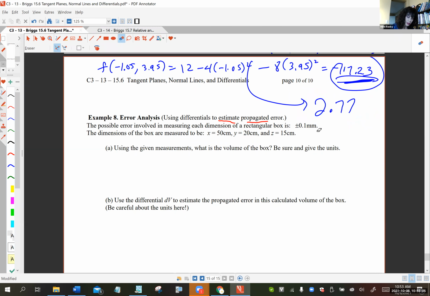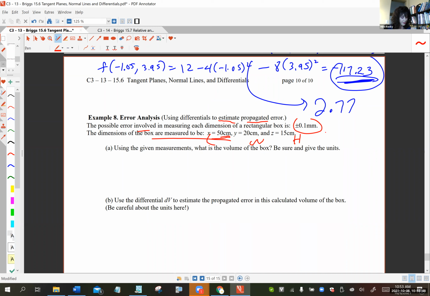Let's say you were measuring the dimensions of a rectangular box. That's pretty easy. You just break out a ruler and measure the box. And let's say there's error, because your measuring tools are never perfect. Any measuring tool you use, whatever the measurement, whatever the system, always has inaccuracies. Nothing's perfect. Let's say it's off by plus or minus 0.1 millimeter, which isn't bad. That's a pretty good measuring tool. And let's say you measure your box and you get X equals 50 centimeters, Y equals 20 centimeters, and Z equals 15 centimeters. Let's say that's length, width, and height.